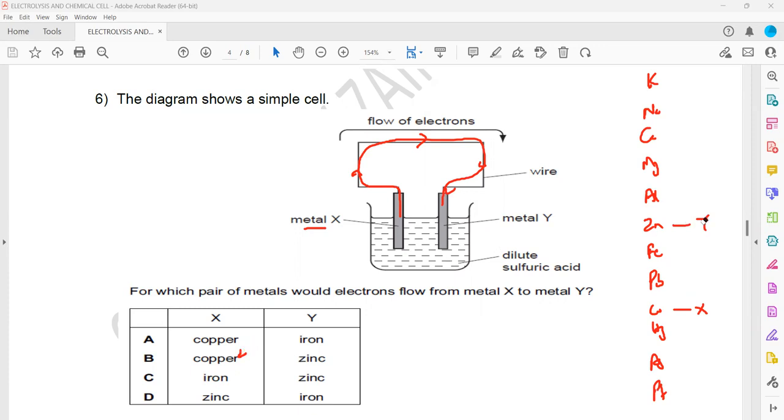If iron is X and zinc is Y, again the electron moves from the more reactive, so it will move from Y to X. It won't move from X to Y. But when we check zinc and iron, where X is zinc, X is more reactive and Y is less reactive. Then the electron will move from zinc to iron. That's why option D is the right answer. So always in a chemical cell, the electron movement is from the more reactive to the less reactive metal.